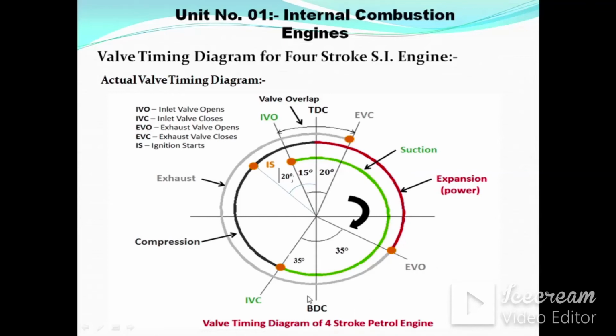At 35 degrees before BDC, the exhaust valve will open. Due to the opening of the exhaust valve, the expansion process will be more effective. Okay, 35 degrees before BDC, the exhaust process will start. This is our exhaust process. Okay, all the burnt gases are swept out of the cylinder. This gray curved line indicates the exhaust stroke.